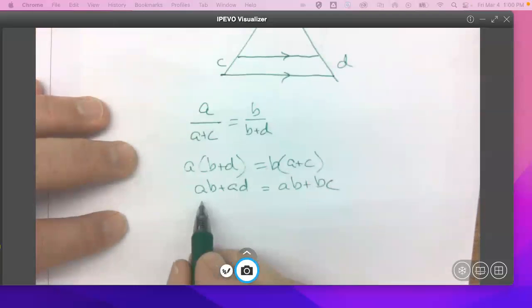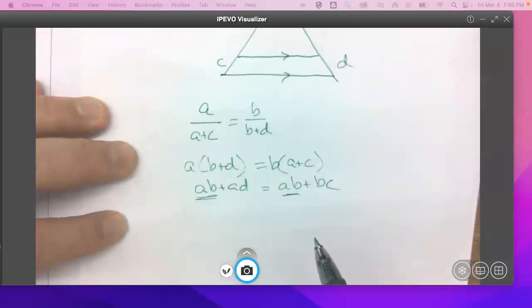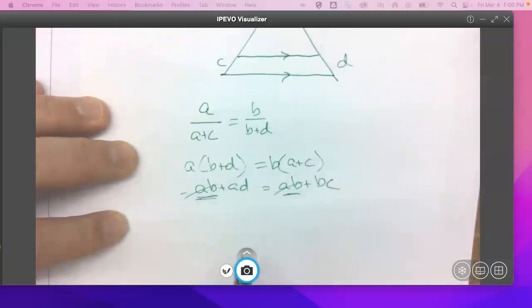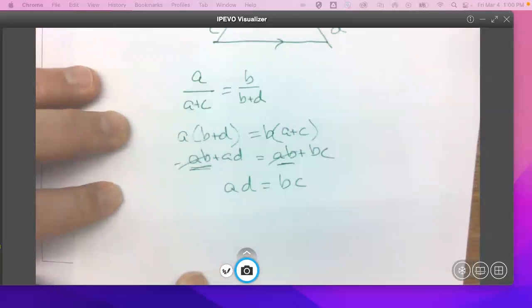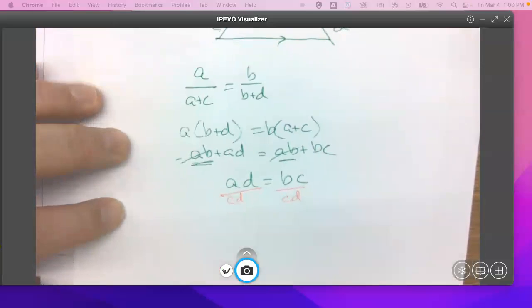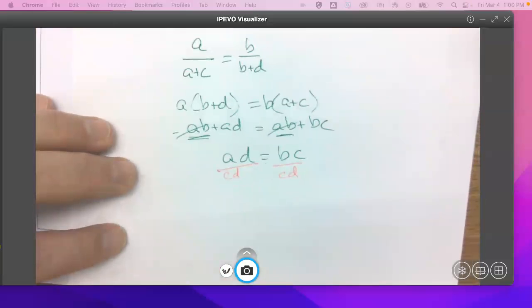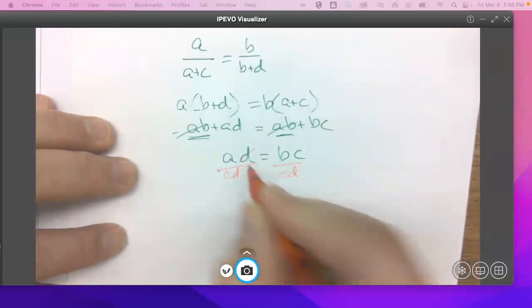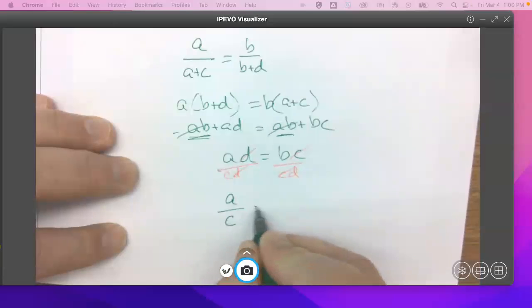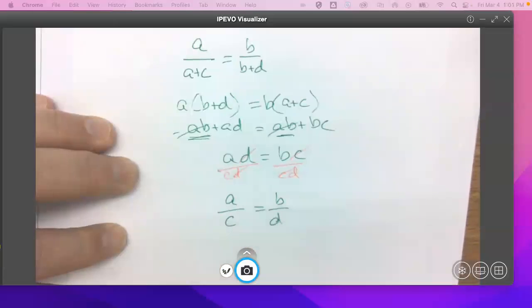And you notice that both sides have an AB on them. So I can subtract that from both sides, make them go away. And I'm left with AD equals BC. Yes, so what, Mr. Erlin? Well, I'm going to divide by CD. Why? Because I can. When I do that, the D's cancel and the C's cancel. I'm left with A over C equals B over D.